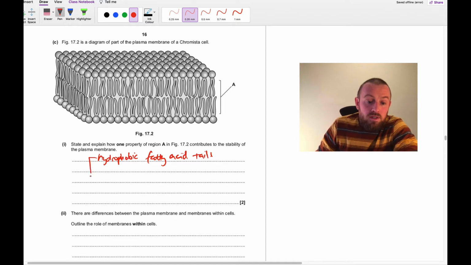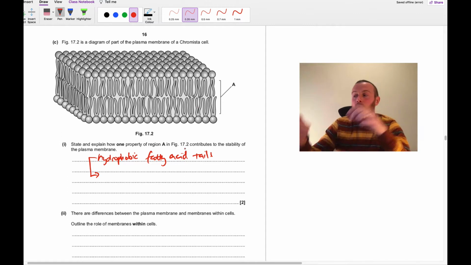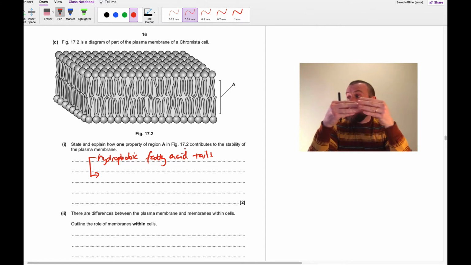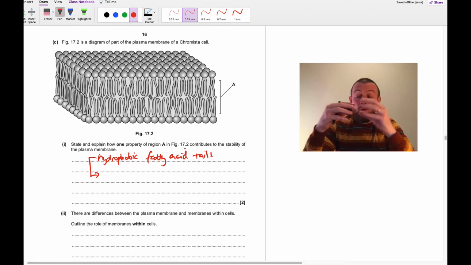tails, and the hydrophobic property means that they clump together, trying to get away from any water in an aqueous environment. So they will align next to each other in the absence of water. They'll stick together by hydrophobic interactions, and this will keep the membrane held together. Okay? So that's how the property works.